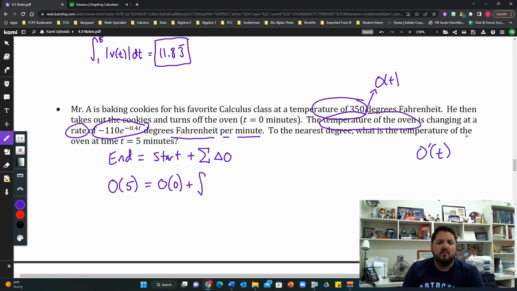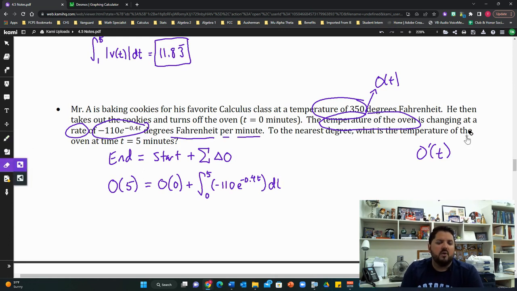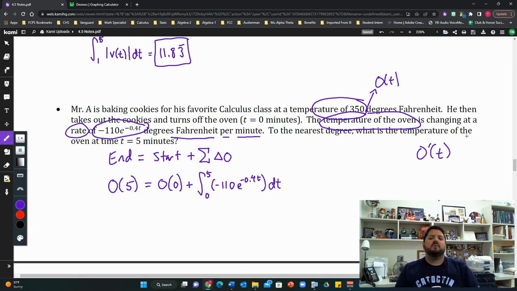Plus the integral of O prime from 0 to 5. So that oven temperature's rate of change is our exponential function here, negative 110 e to the negative 0.4 t times dt. Now, for the time being, we do not yet know how to integrate a function that has a composition inside. If this was e to the t power, then we know how to integrate that. But we have not yet learned the chain rule or u substitution for integrals. That is coming, but we're not there just yet.